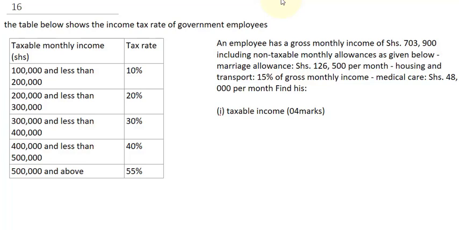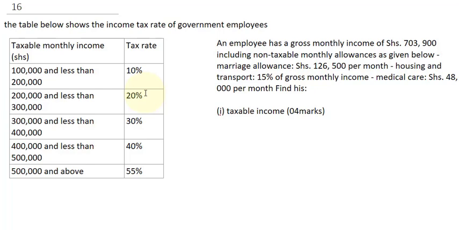Question 16 says the table below shows the income tax rates of government employees. Now, if you study the table very well, you can see the several taxable income ranges and the percentage range. Now, this question says an employee has a gross monthly income of 703,900, including non-taxable monthly allowance as given below. Marriage allowance 126,500 per month. Housing and transport is 15% of gross monthly income. Medical care 48,000 per month. Find his taxable income.